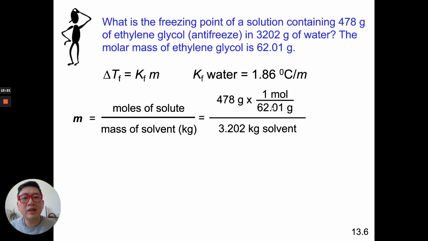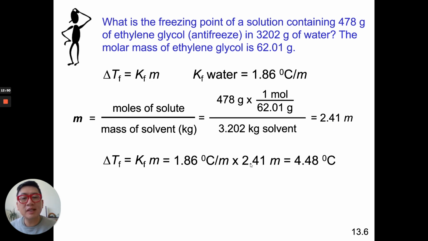The 478 grams divided by 62.01 grams per mole. Grams and grams cancel. Then you have moles per kilogram. Again, convert grams to kilograms by dividing by 1,000. And you get 2.41 molal. m is 2.41. Delta TF is equal to Kf, 1.86, times m, 2.41. Plug it in.